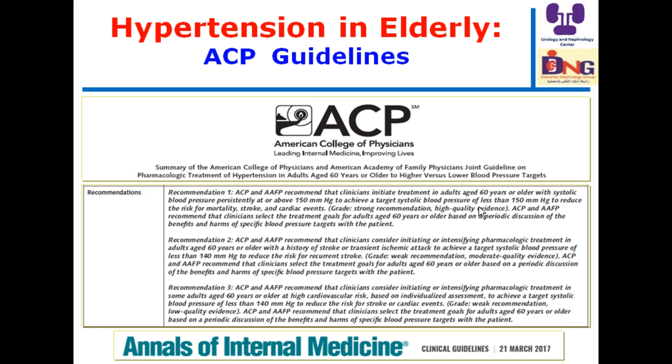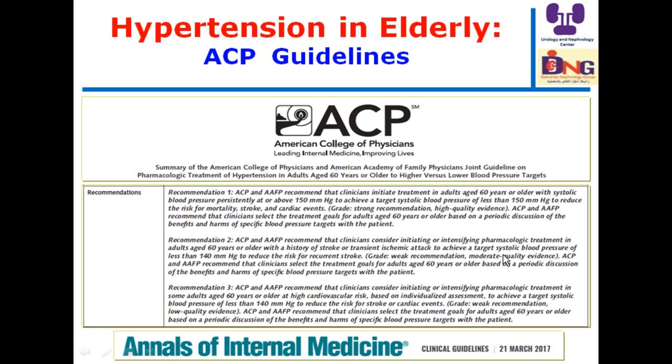So they recommended that clinicians select the treatment goals for adults aged 60 or older based on periodic discussion of the benefits and harms of a specific blood pressure target with the patient. Recommendation 2, they recommended the clinician consider initiating or intensifying pharmacological treatment in adults aged 60 or older with a history of stroke or transient ischemic attack to achieve systolic pressure less than 140 to reduce the risk of recurrent stroke. And this is a weak recommendation, moderate quality evidence.